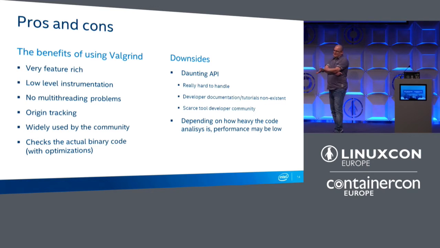The drawbacks are the API, which is not very well documented. It takes some time to go through the code to understand how it works. But this is actually our problem, not the user's problem. The actual problem for us is performance. When you run your program under the tool, it of course affects performance: the execution is a couple of times slower. Because of how we implemented Pmemcheck, we faced this problem as well, so I will talk about it later.